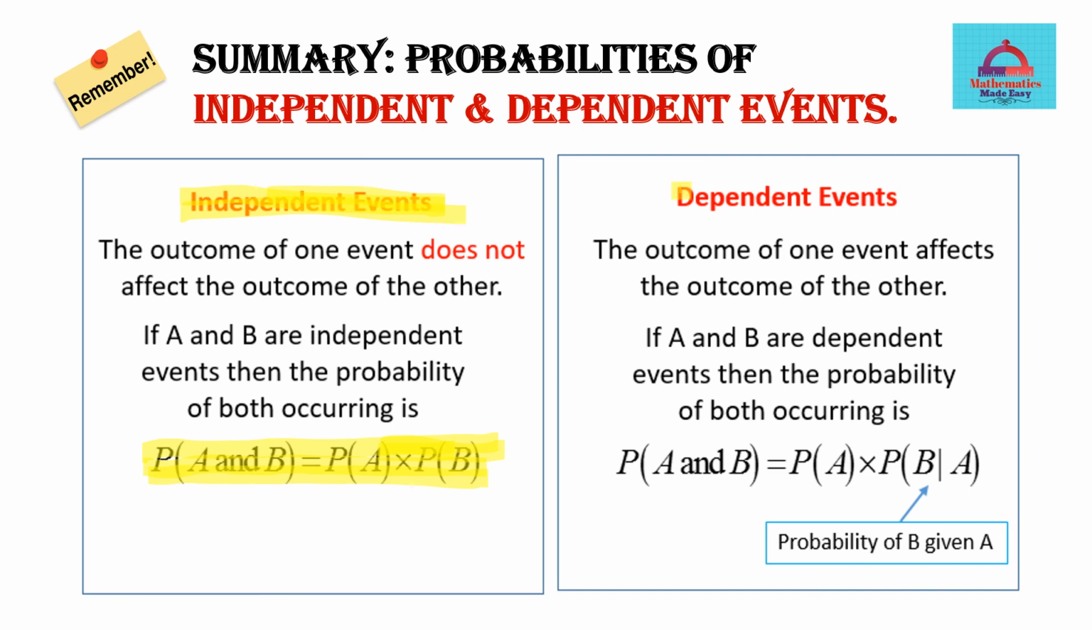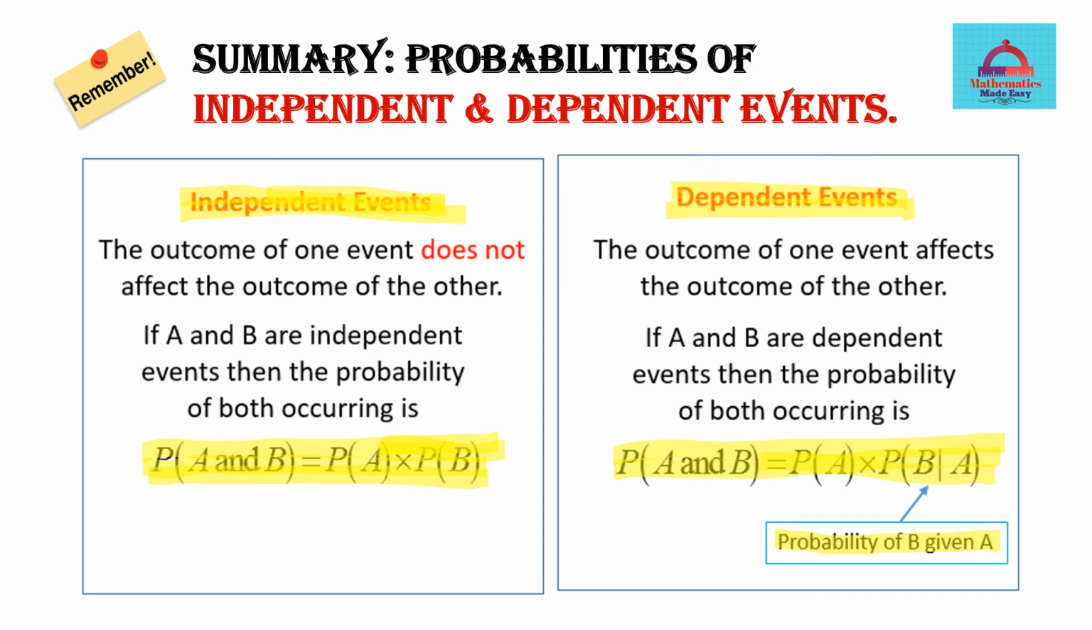However, for the dependent events, the formula is still the same. You are multiplying the two probabilities and the basic difference here is in the conditional probability, and we are multiplying probability of B given A, or probability of event B given A already occurred.